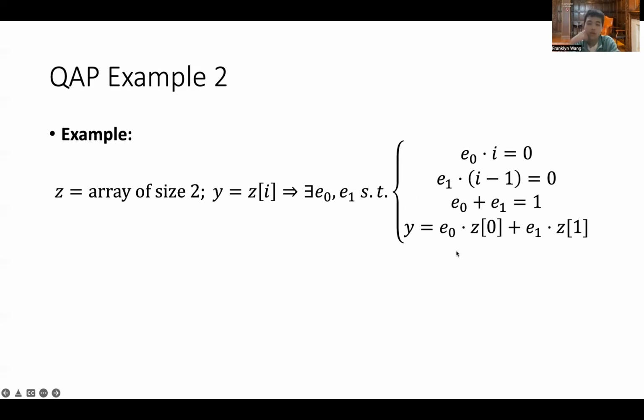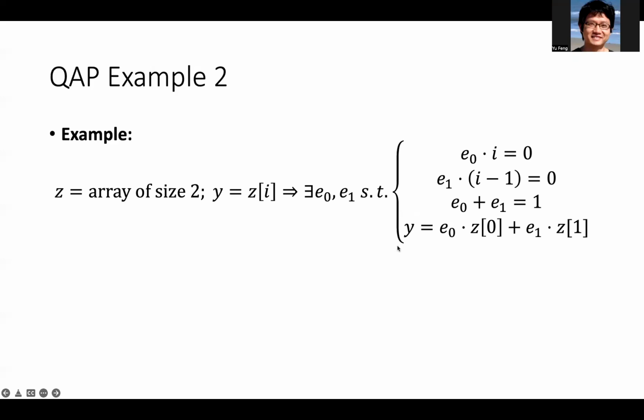Okay, and the way you prove this is actually quite interesting. If you look at E0 times I is 0, if you imagine I being equal to 1 here, E0 would just be equal to 0, right? And so all but one of these variables, E0 and E1, must equal 0. So then with E0 plus E1 equals 1, we would be able to solve for E0 and E1, and then using y, we could just finish that off, right?